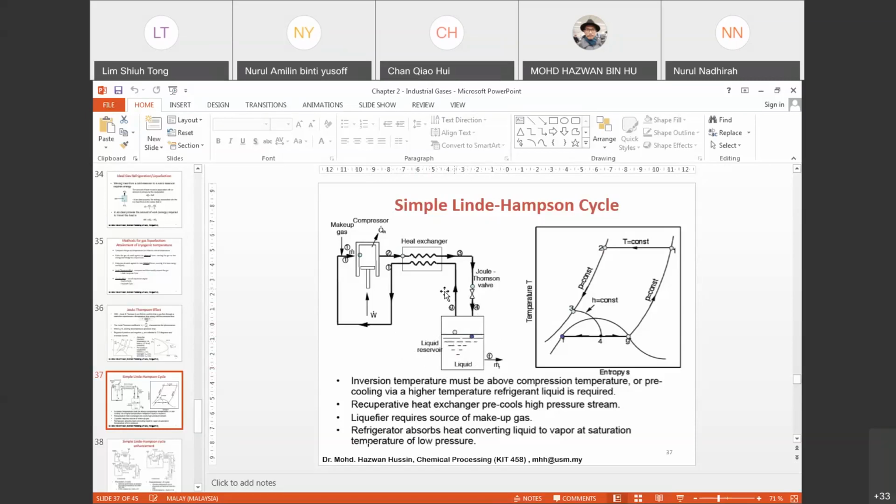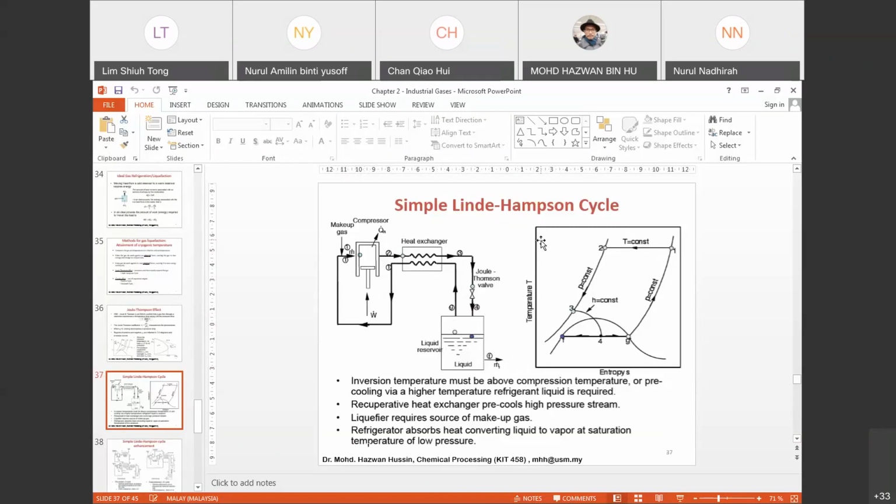What will happen if there's a sudden increase in temperature in this liquid reservoir? Then the liquid will be converted into gas. When it is converted into gas, it will be used again for the production of liquid gas. So this is basically the principle. Over here, you will notice there are 5 steps that explain what you will experience.